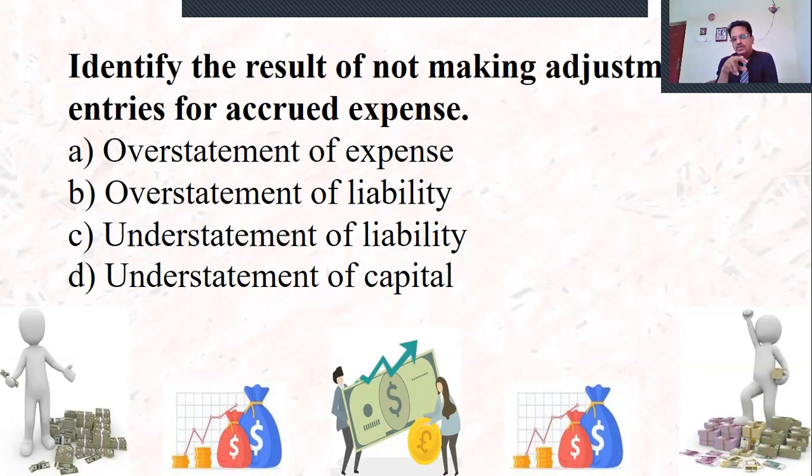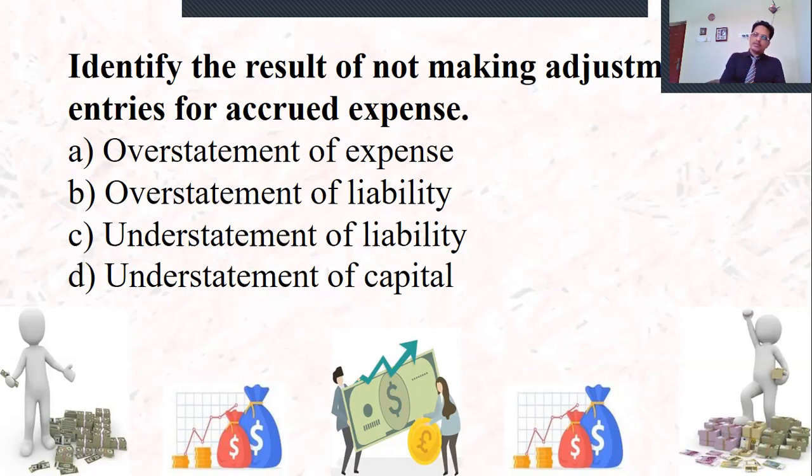So option C is the correct answer. Understatement of liability, liability will be understated, your total liability will be less. Or your net profit will be overstated because you missed some expense. Sometimes both may come interchangeably: understatement of liability and overstatement of profit.